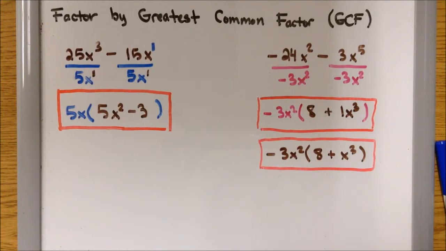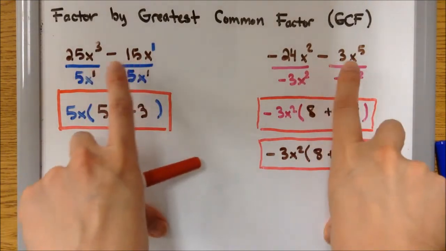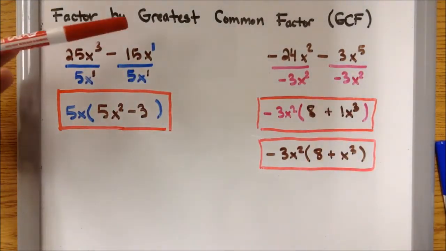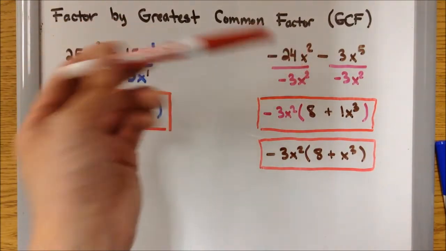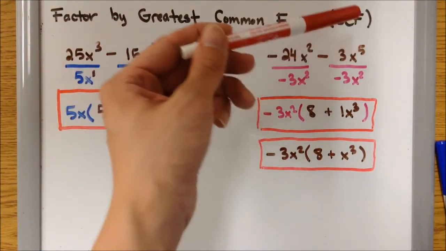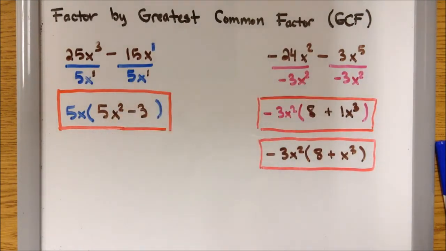So in these two examples, we factor out a number and a variable, and when you have variables of the same letter, always pick the one with the lowest exponent. And when you're dividing with exponents, all you're doing is subtracting the top exponent by the bottom exponent.